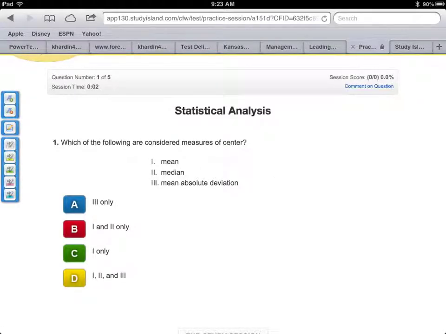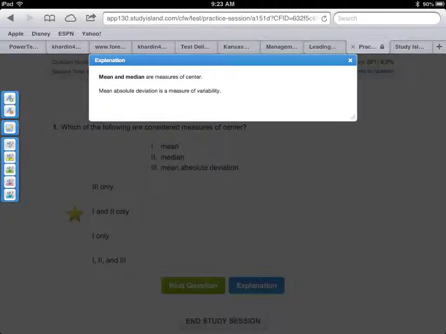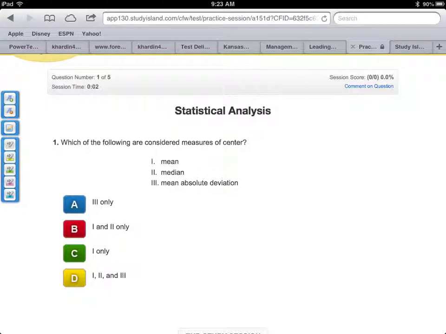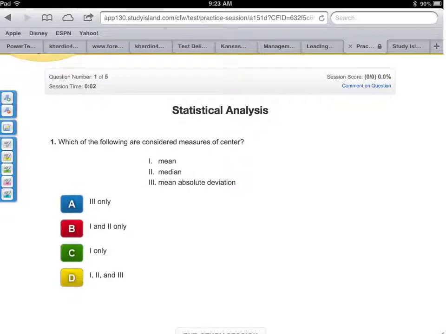This question, number 1, asks which of the following are considered measures of center? Your choices are mean, median, and the mean absolute deviation. This was the explanation of the question when I did it. It says mean and median are measures of center. The mean absolute deviation is a measure of the variability. So the answer to this question would be B, 1 and 2 only.